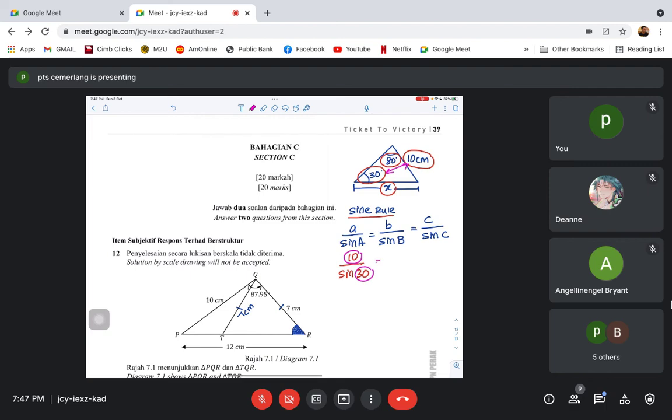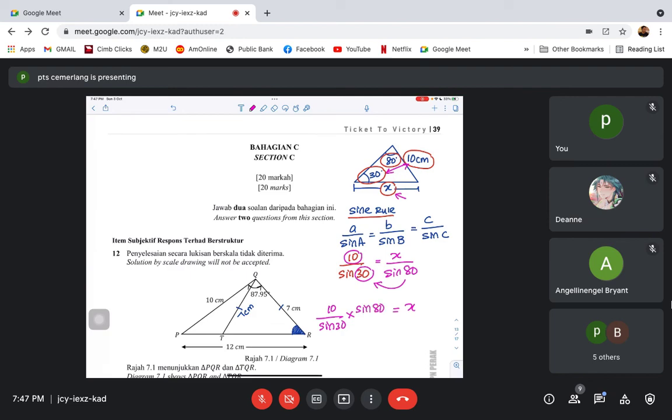Next, B over sine B. Because I want to find X, this one is the other side that we want to find. So I can put X on top and then sine B, we can put sine 80. And then next, you can find your value of X. So how to get the value of X? You can just bring your sine 80 over to the right. Then you get X equals 10 over sine 30 and then multiply by sine 80. So this is how you get the value of X for this particular example.